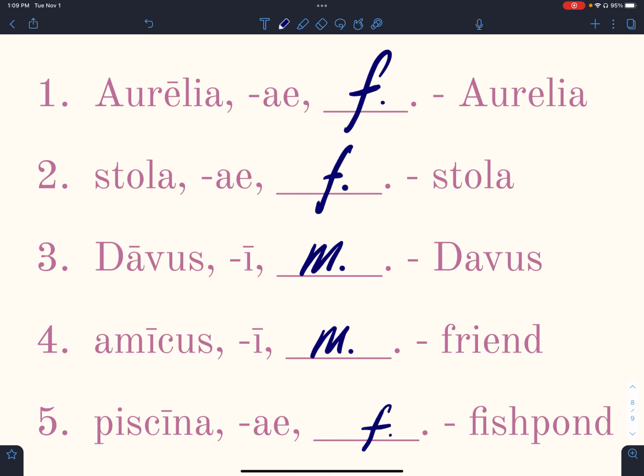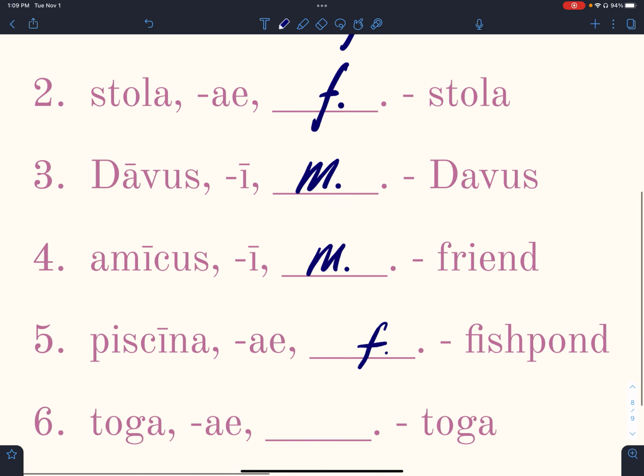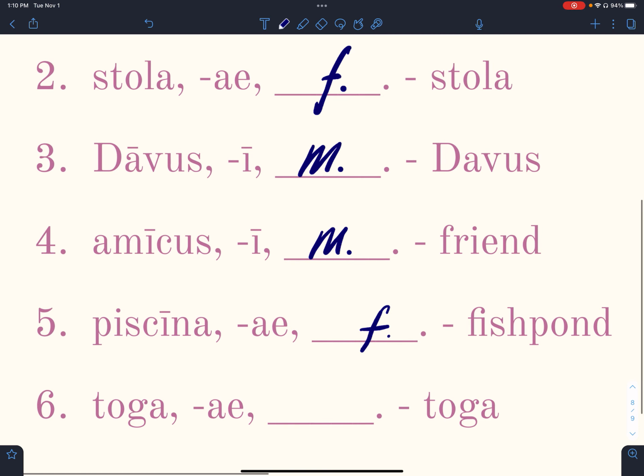Okay. Genevieve, is this your question? Or are you going to get the next one? Okay, I'm going to scroll just a wee bit. Number 6. Okay. Toga, togae. Toga, togae. Now, based on the pattern, Genevieve, what gender?